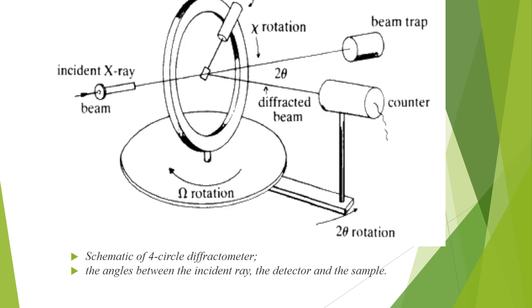So here are different kinds of circles that we can observe, and also different kinds of angles that are produced by the incident rays when they strike the single crystal. After that, these rays are scattered, making different circles and angles, and these are diffracted towards the counter, and also some beams are diffracted towards the beam trap.